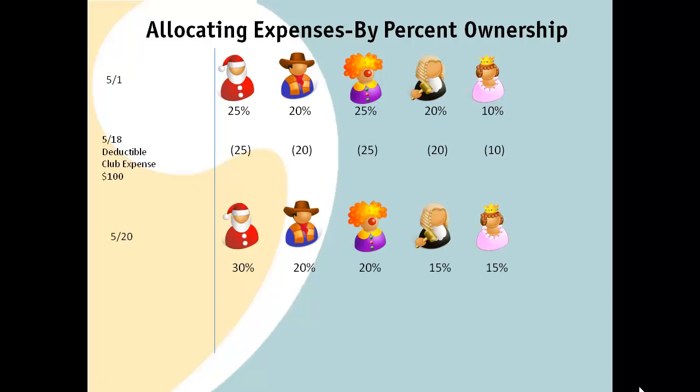Now suppose on May 20th, some of the members' ownership percentages changed. That might happen if, for example, member payments for some of them but not others got recorded. Then on May 26th, there was another $100 expense. It would now be allocated based on the new member ownership percentages. As you can see, the specific transaction date and the sequence of each of your club's transactions is more important than in other types of bookkeeping you may have done.